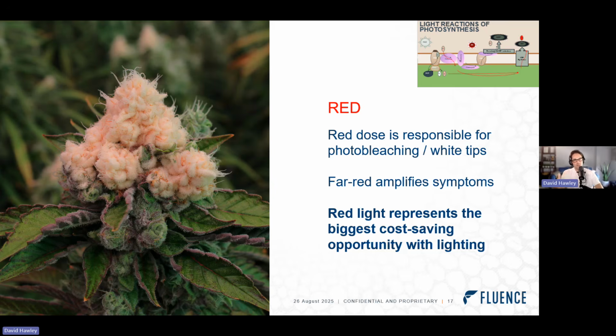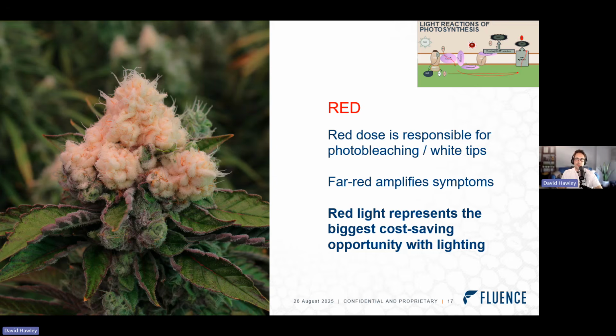you get something like the picture on the left here. You get what we call photobleaching or white tips. Truthfully, call it whatever you want. We don't know the underlying mechanisms just yet of biochemically what's going on and why you get photobleaching. So one name's as good as another for now. Although we've got some theories that we're continuing to explore, and hopefully in the next year or two we can share more about that. The thing with white tips or photobleached bud is that it fetches a lower market value.